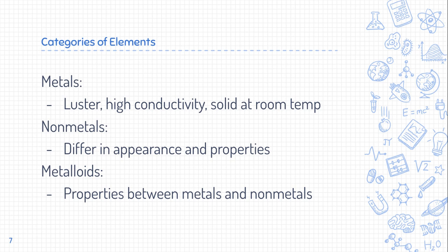And then we have our nonmetals, which are much more variable in their properties than metals. They tend to differ in appearance, and while most of them are not lustrous and not conductive, other than being different from metals, they don't have a lot that we can strictly say is in common between all of them. They can be gases, liquids, or solids at room temperature. Again, there's a lot of variety between them. And then you have your metalloids, which is a very small category right in the middle there, that share some properties between metals and nonmetals.